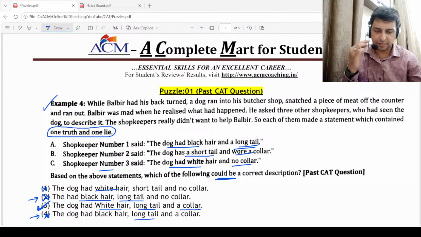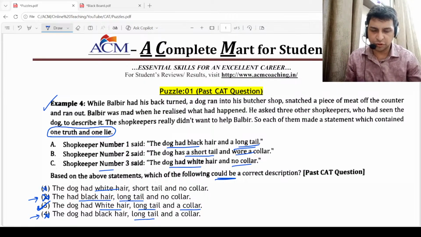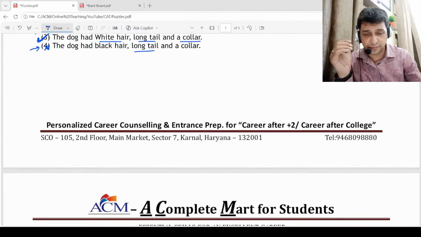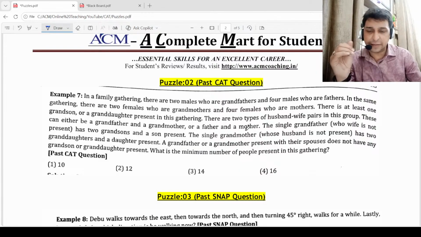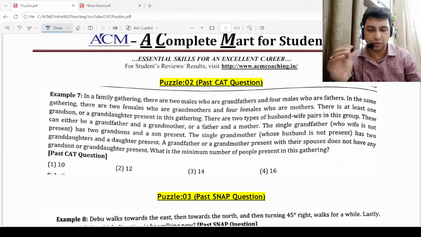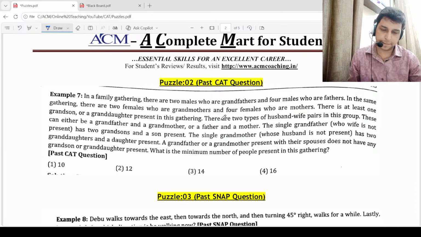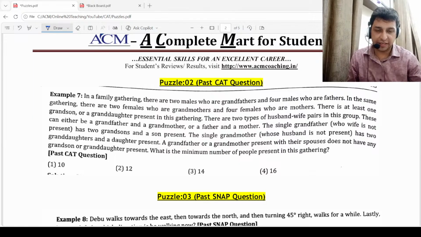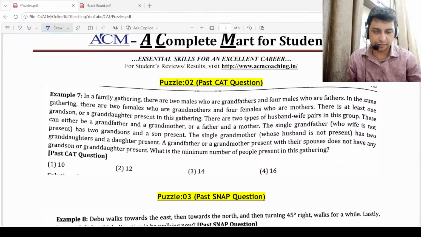Now let's go on to the next question which we have. The next question of the CAT PYQs which we have. In a family, there are two males who are grandfathers and four males who are fathers. So this is a CAT question on the basis of blood relation. So second topic it is. Now let's take care of this also.